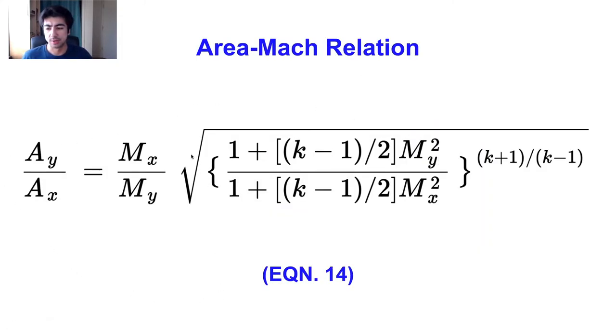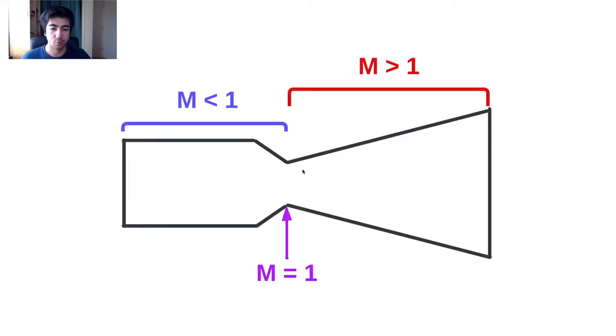I won't derive this equation, but this is a pretty important equation that comes from the conservation of mass and performing similar manipulations. It relates the area ratio to the Mach number ratio in a nozzle. You can see how the areas at two different points correspond to a ratio of Mach numbers, and in this equation gamma is the specific heat ratio. This is equation number 14. I definitely recommend messing around with this equation to see what's going to happen to the Mach number for different points in the nozzle.